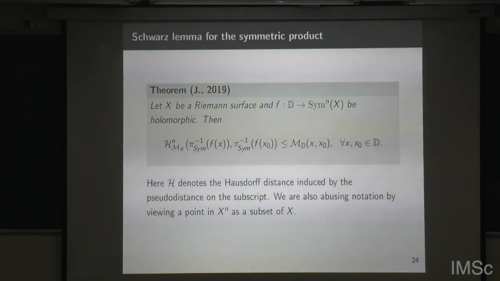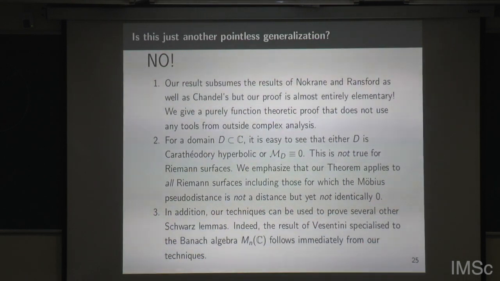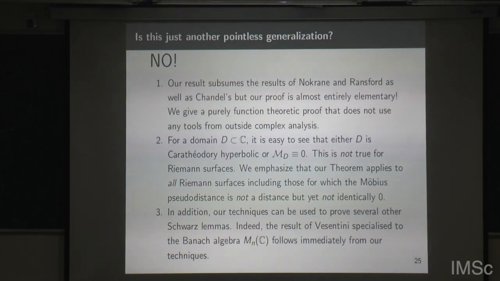However, for non-compact Riemann surfaces this result is not trivial. In addition, the same techniques that we use in the proof we have used to show several other Schwarz lemmas. In particular, we show a Schwarz lemma for quasi-balanced domains, and not only that, the result of Santini that was used in earlier papers, we give a simple straightforward elementary proof using our techniques. So these are the reasons why I feel this is not just a pointless generalization.